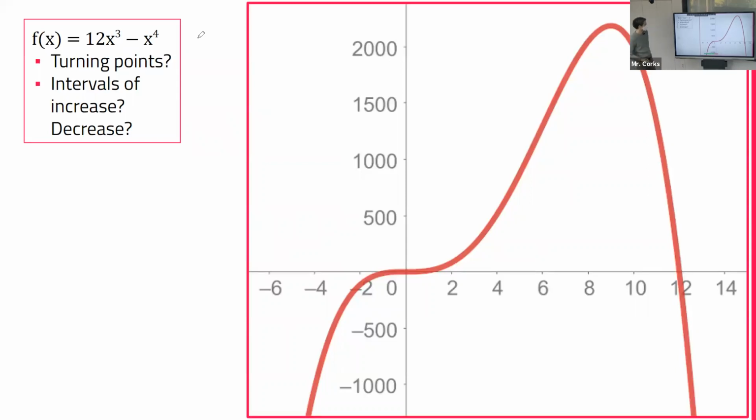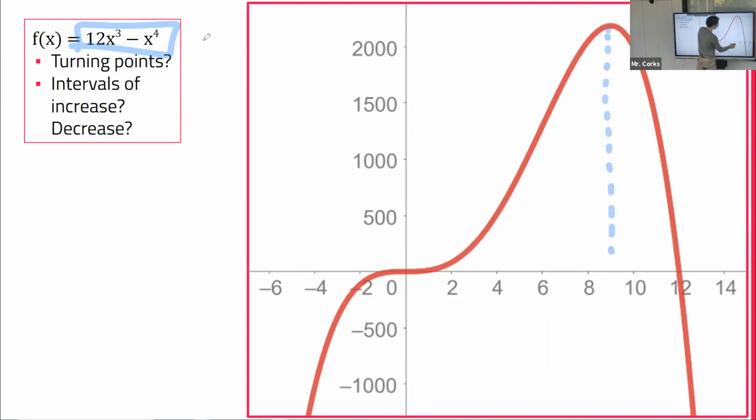Okay, let's come back to the graph stuff. So let's look at this thing here. And by the way, this is the function 12x cubed minus 4, minus x to the exponent 4. How many turning points do you see in this graph here? 3 turning points. Tell me where you think they are. But tell me the x values. So turning points, not the zeros.